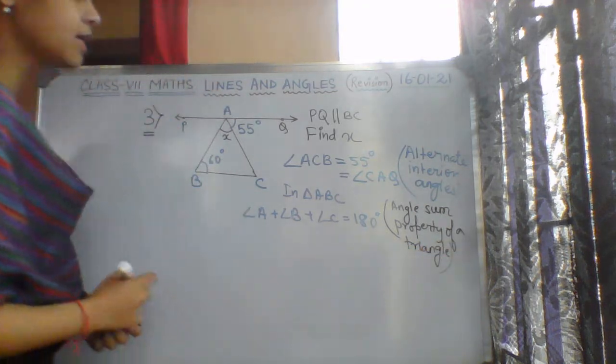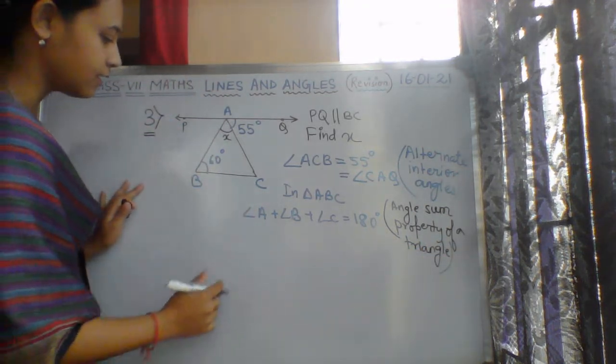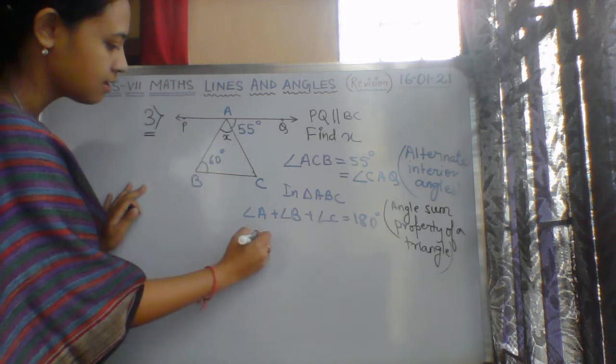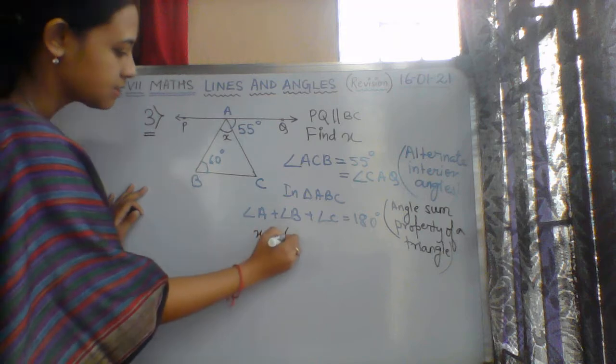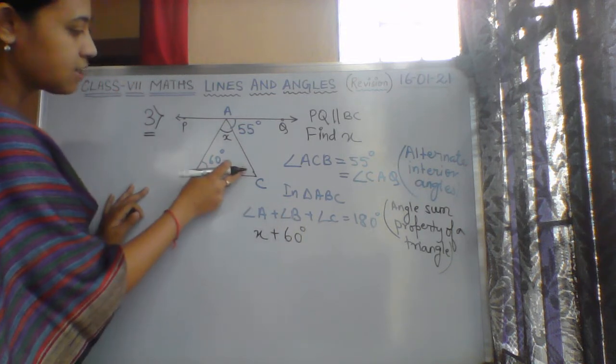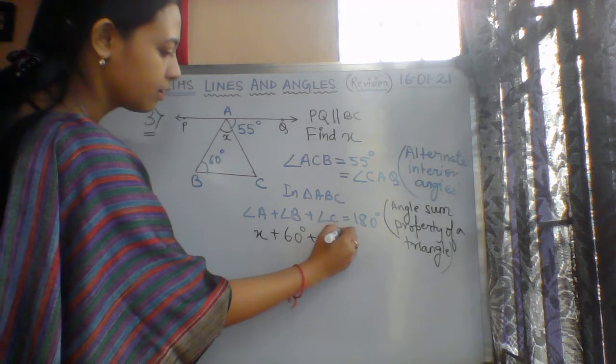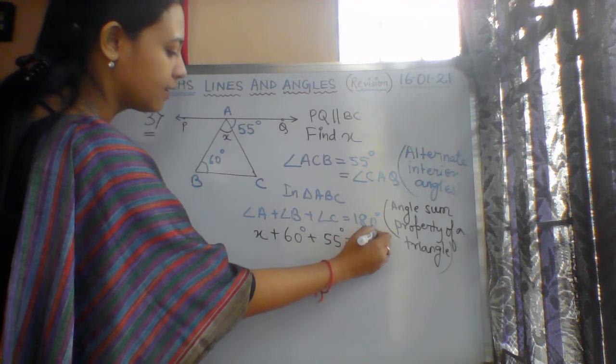If we add all the angles of a triangle, we should get 180 degrees. So angle A how much? Angle A of this triangle is x. Angle B how much? 60 degrees. Angle C how much? We have angle C 55 degrees, and the sum equals 180 degrees.